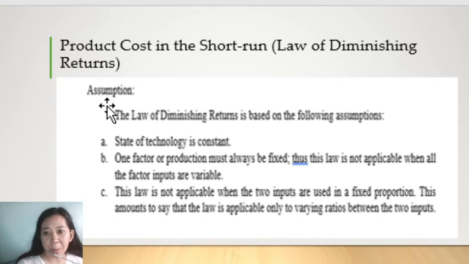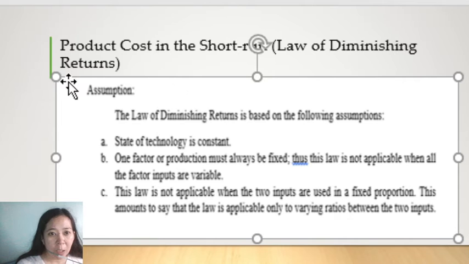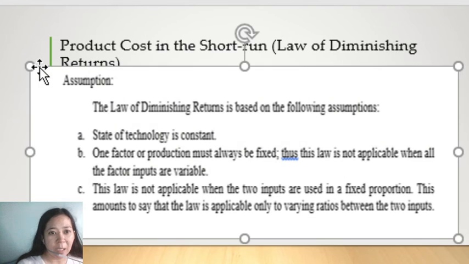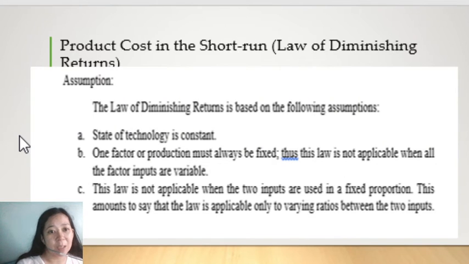So here we have the assumptions for the law of diminishing returns. One, the state of technology is constant. Letter B, one factor of production must always be fixed. Thus, this law is not applicable when all factors are variable in the long run. Letter C, this law is not applicable when two inputs are used in a fixed proportion. This amounts to saying that the law is applicable only to varying ratios between two inputs. So this is the case where the law of diminishing returns is present.